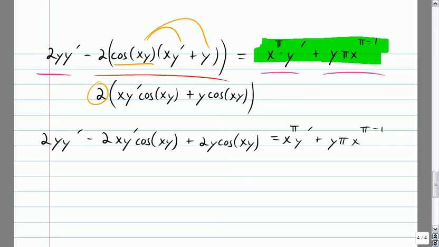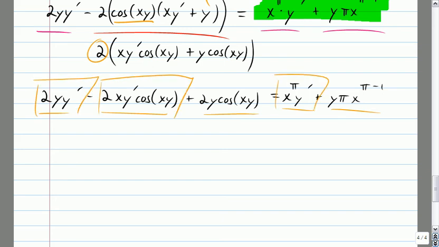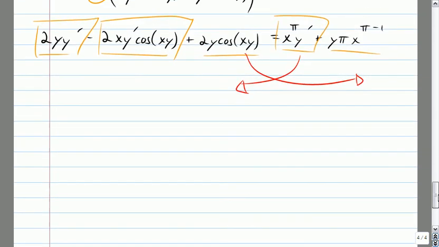How many terms do you see? 5? Okay, I want to count. 1, 2, 3, 5. How many of those terms have y prime in them? 3? Okay, I agree. This one, this one, this one. Now, you want to put all of them on the right or on the left? Left. Okay, I agree. There's already 2 on the left. So this one gets moved over this way. This one gets moved over that way. Oh, we're so close.